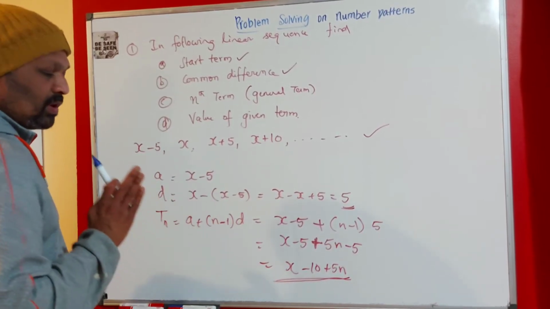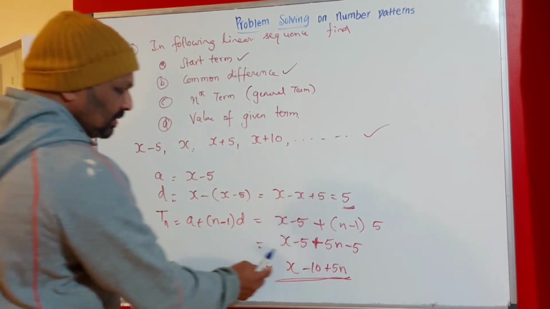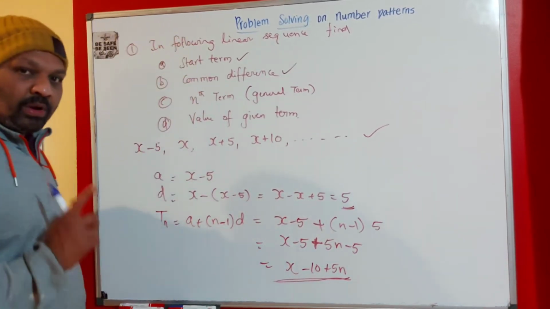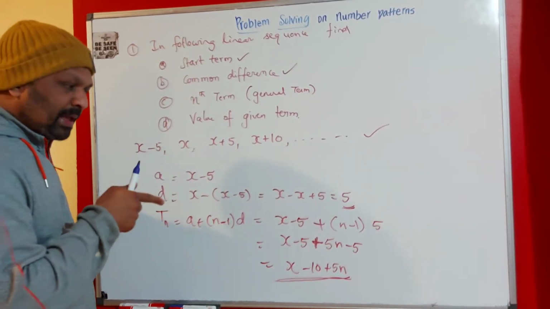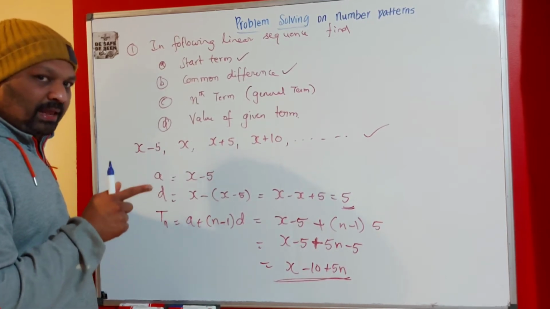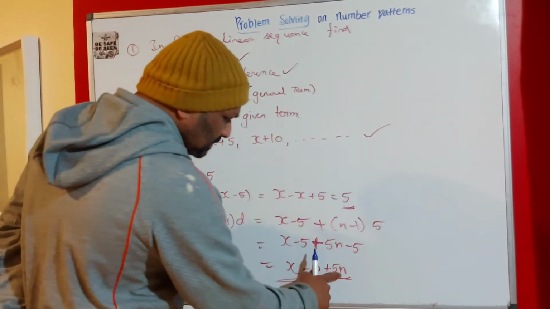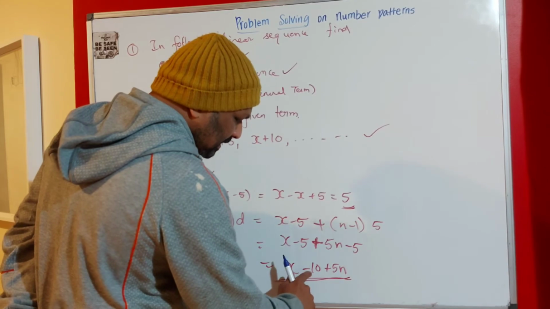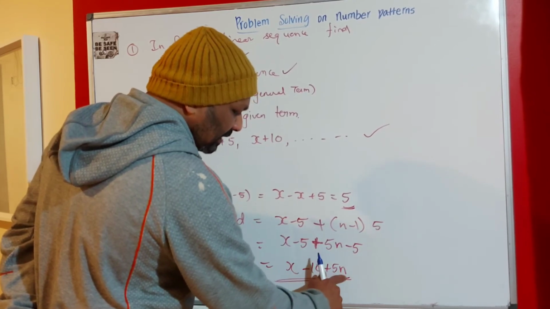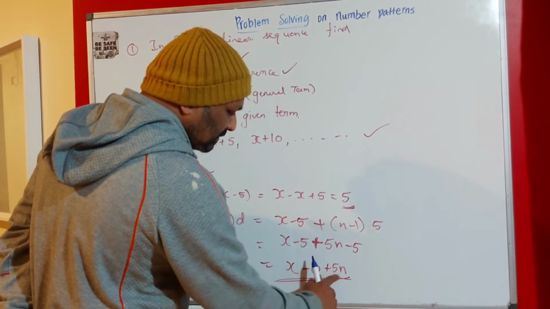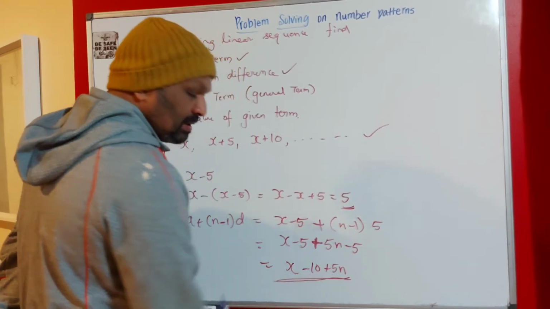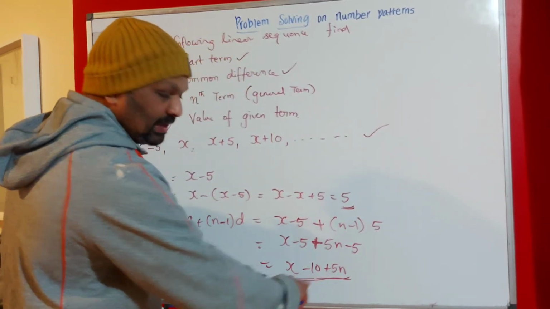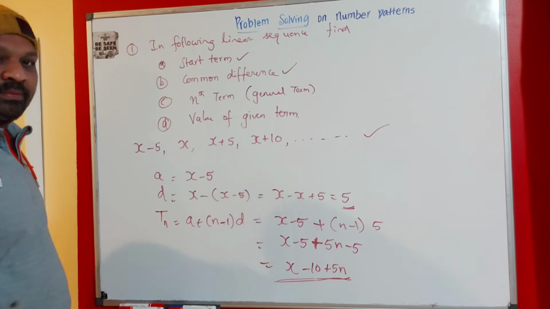Say for example, you want to find the first term using this general term. What you have to do? Keep n as 1. If we put n as 1 here, x minus 10 plus 5 into 1, 5. x minus 10 plus 5, minus 10 plus 5 you'll get minus 5. So you'll get x minus 5, which is the first term, T1.